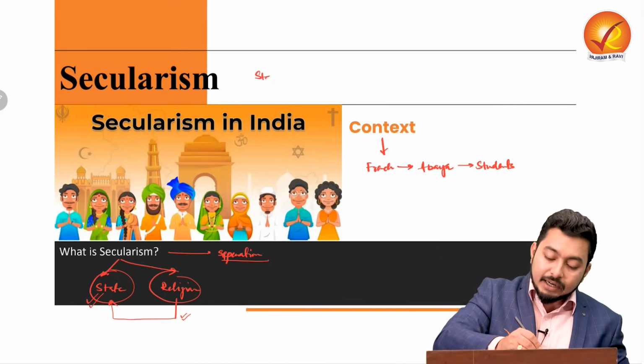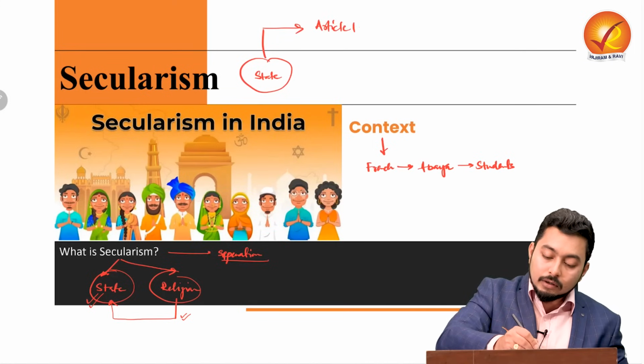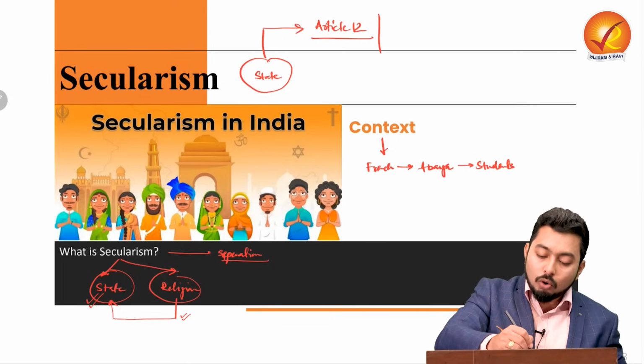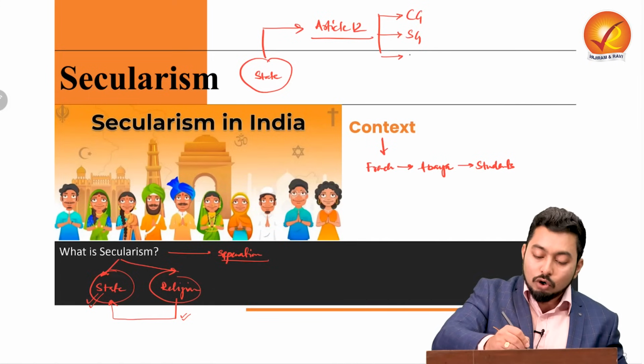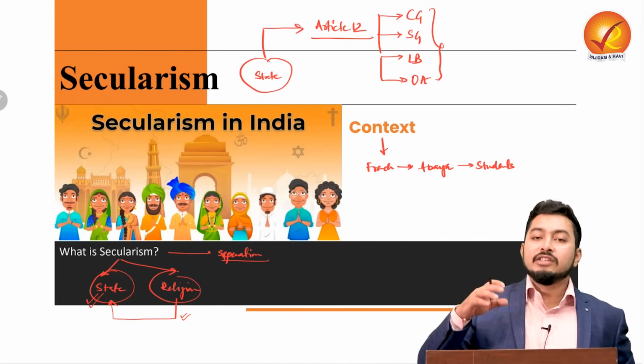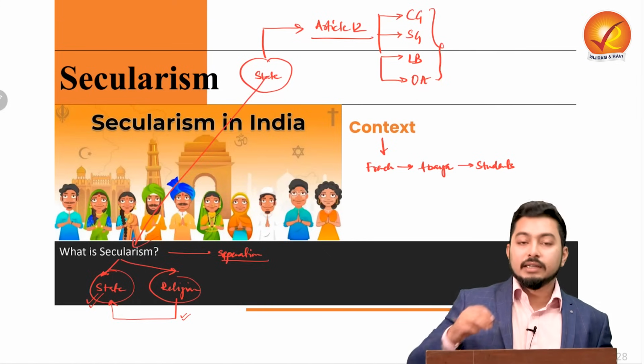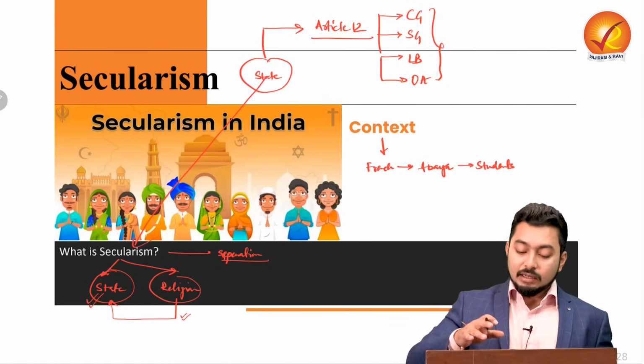Now, what do we mean by state? So, in the Indian context, state comes from your Article 12. So, it includes all your bodies, whether it is the central government, the state government, local bodies, or other authorities. So all organs of the state, all instrumentalities of the state are bound by the secular principles in governance.